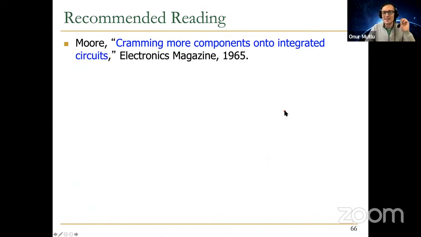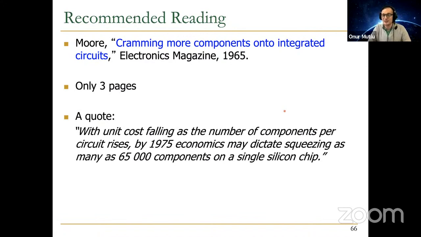Okay, so I would recommend doing this reading. It's a very short paper, actually. It's only 3 pages. And there are really interesting nuggets in this, apart from this observation that the cost-effective point of number of transistors per chip, number of components per integrated circuit, is doubling every other year. They also look at other things.